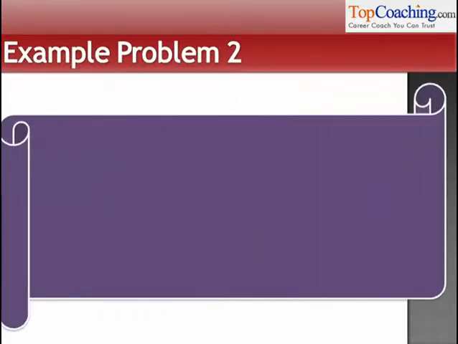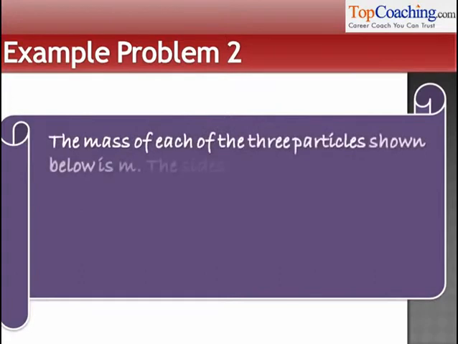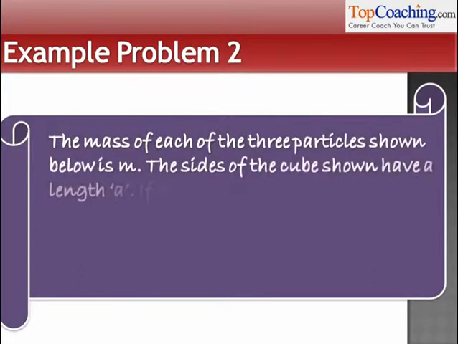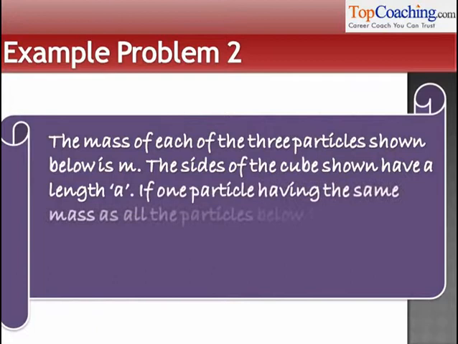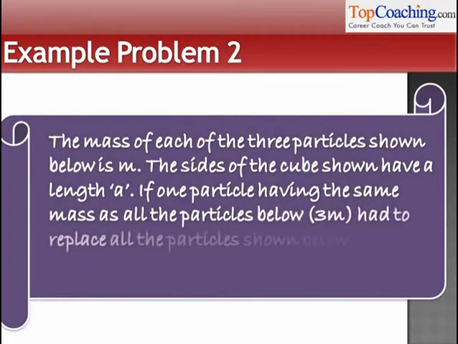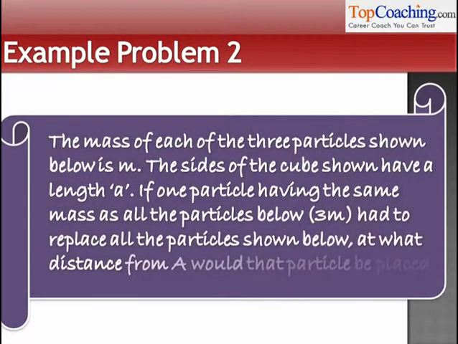Here's another question. The mass of each of the three particles shown below is m. The sides of the cube shown have a length a. If one particle having the same mass as all the particles below, 3m, had to replace all the particles shown below, at what distance from A would that particle be placed?